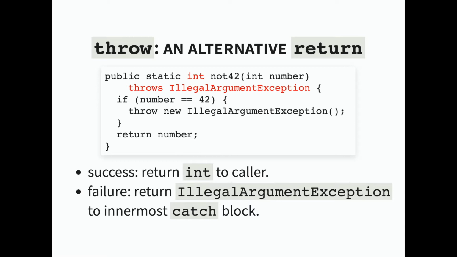Then hands back whatever non-42 valued number you supplied as its return value. This function has two possible return types to go with the two return paths. On the normal return path, not 42 returns type int to the caller. On the exceptional return path, not 42 returns type illegal argument exception to the innermost catch block. That's what the throws clause, highlighted in red on this slide, tells you. It gives you the return type of the alternative exceptional return path.